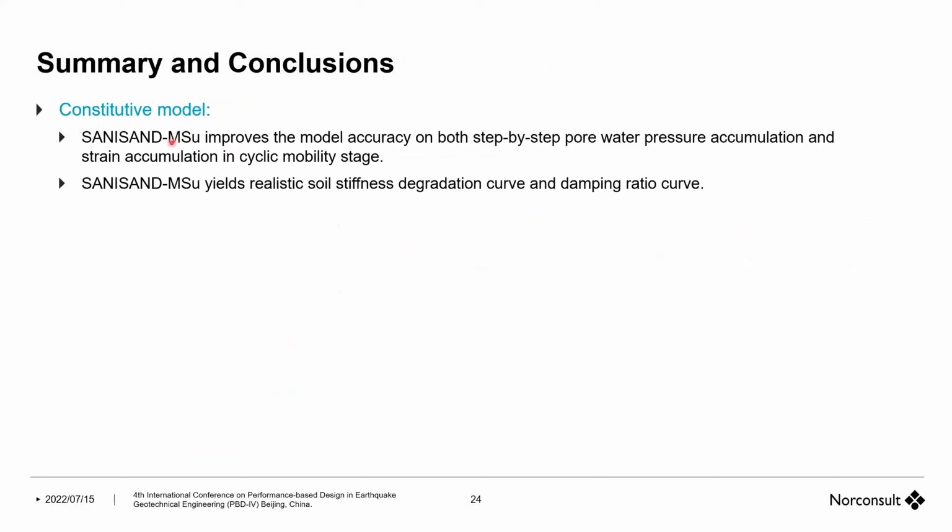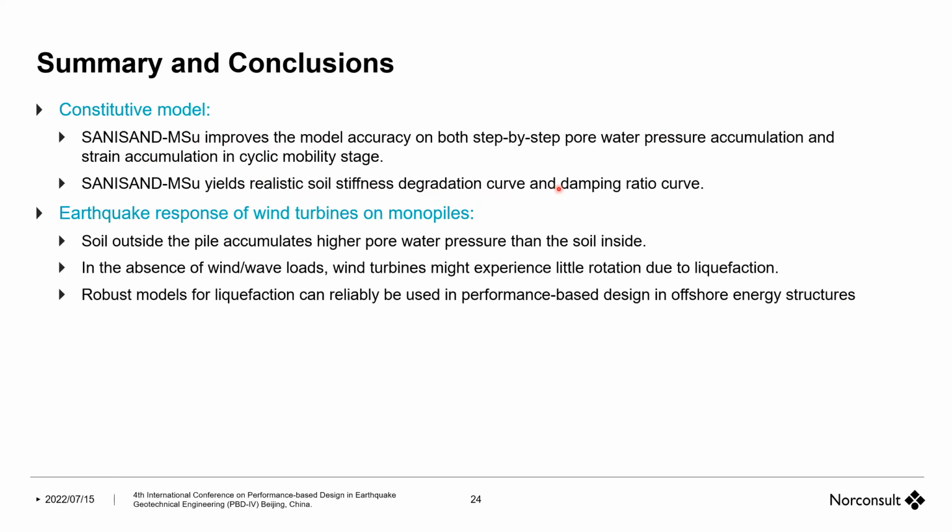The MS version, memory surface undrained, improves the accuracy and yields realistic degradation curves and damping. I think this is for earthquake is very important. Earthquake response of wind turbines on monopiles: soil outside of pile accumulates higher pore pressure compared to inside. Wind turbines might experience little rotation due to liquefaction if there is no wind and wave. Robust models can help us to do performance-based design.